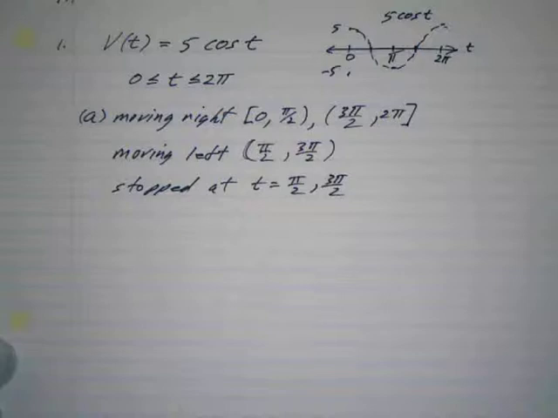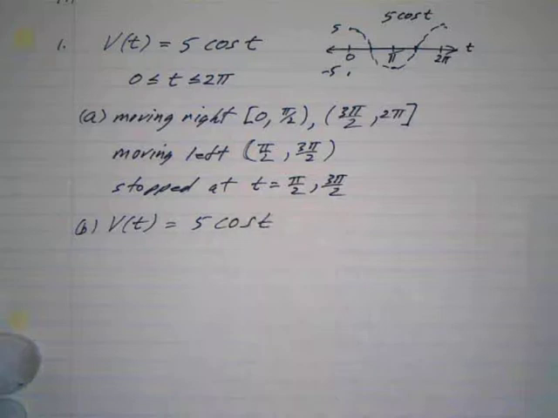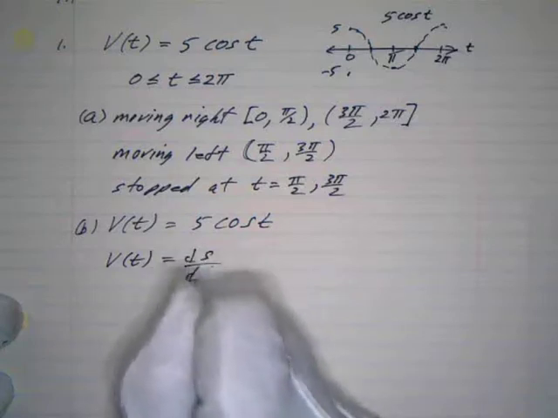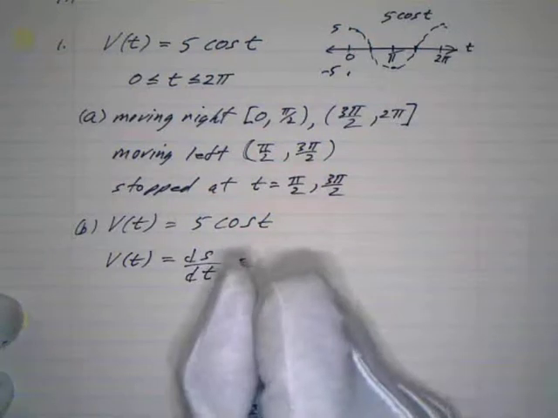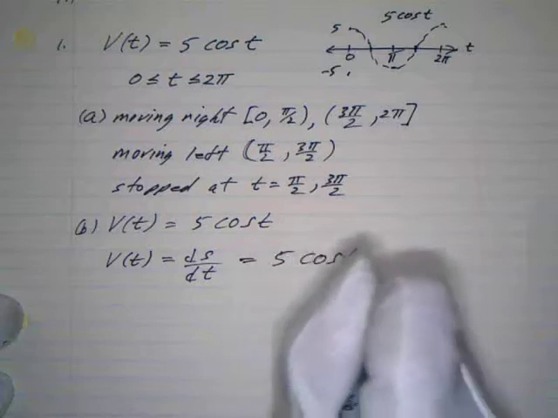That's not too bad. Okay, and then the next thing, letter B: we want to find the particle's displacement for the given time interval, and if s of 0 is 3, where is its final position? So for the B part, we know that V of t is 5 cosine of t, and V of t equals ds dt. So that also equals 5 cosine of t.